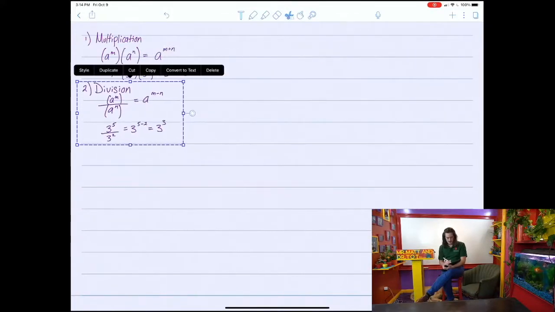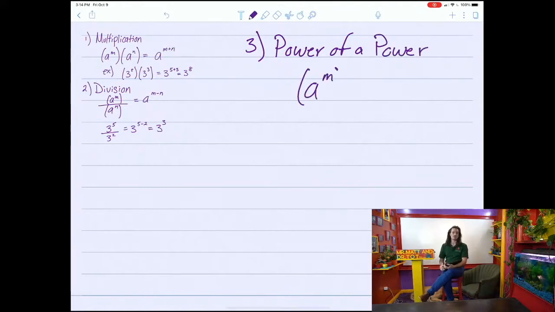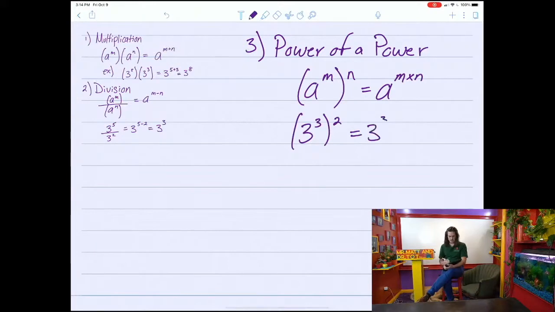Third rule is power of a power. So if we have a number raised to an exponent and we raise that whole quantity, quantity is a word in mathematics we use to express a whole value inside of parentheses altogether. So a to the m power quantity raised to the n power, we can keep the base and multiply the exponents. So 3 to the 3rd quantity squared would be the same thing as 3 to the 3 times 2 power, which is 3 to the 6th.